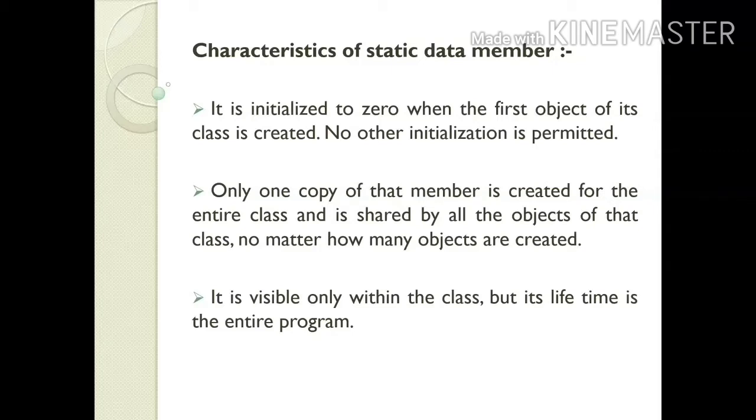Characteristics of static data members are: first, it is initialized to 0 when the first object of its class is created. No other initialization is permitted. Second, only one copy of that member is created for the entire class and is shared by all the objects of that class, no matter how many objects are created. Third, it is visible only within the class, but its lifetime is the entire program.